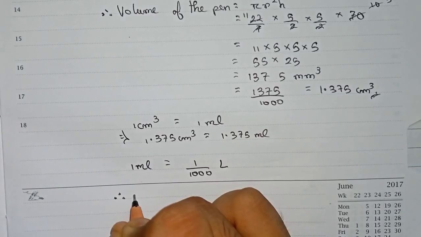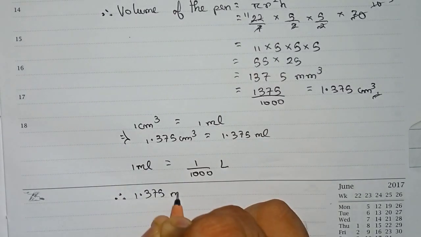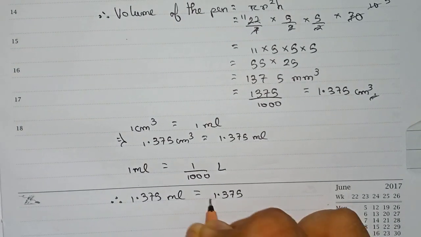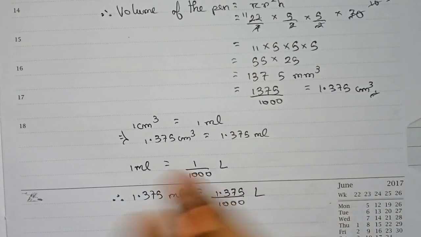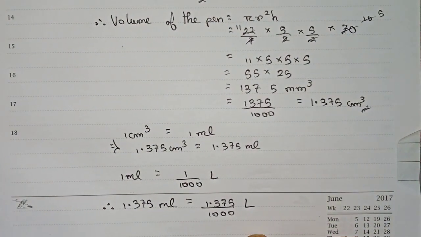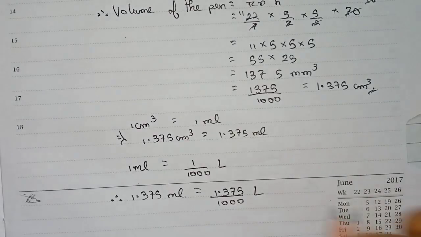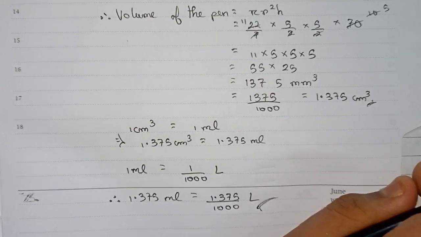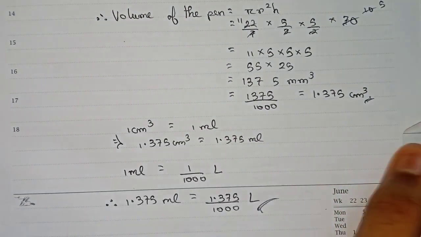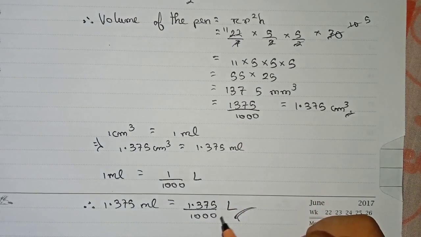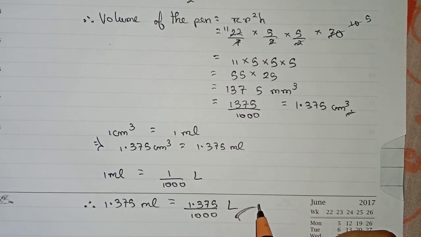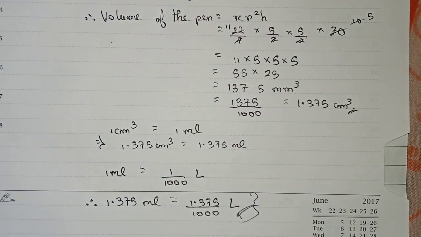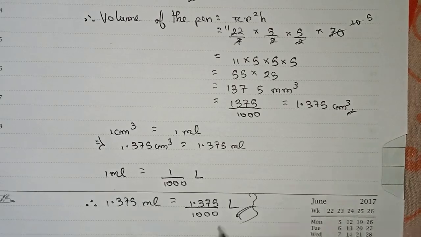So therefore 1.375 ml will be equals to 1.375 by 1000 liter. So we keep it like this only, as it will be easier to calculate. Now we will frame our sentence like this. In 1.375 by 1000 liter, we can write 310 words, because this 1.375 by 1000 liter is the amount of ink in the pen.